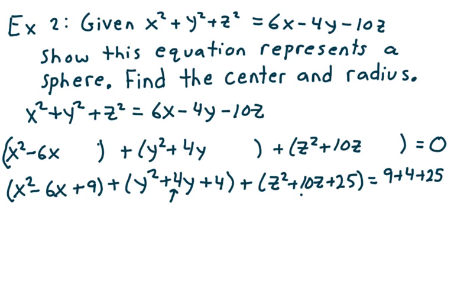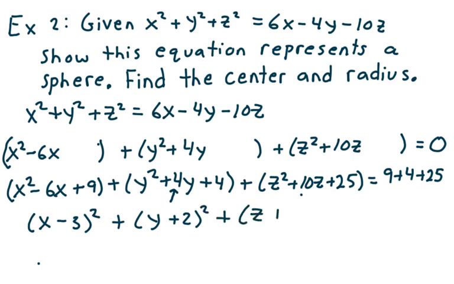And that makes it really nice because I could write this as (x − 3)² + (y + 2)² + (z + 5)². That's the left side. On the right side, we get 9 + 4 is 13, 13 + 25 is 38.